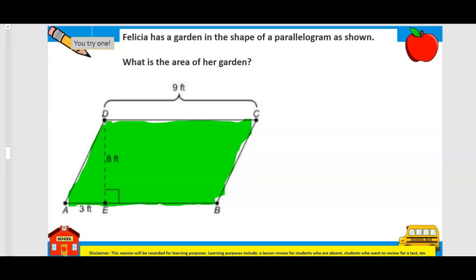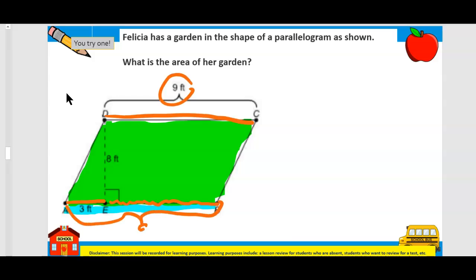So how do you find that? We'll go blue for base. The only thing that's 3 is this, right? What about all of this here? Oh, look up here, people. See this? This is 9. So this is also 9. We don't even need the 3. We just need the base, which is 9. That's extraneous information. They're trying to trick you. Don't fall for it. And then we need the 8, the height.